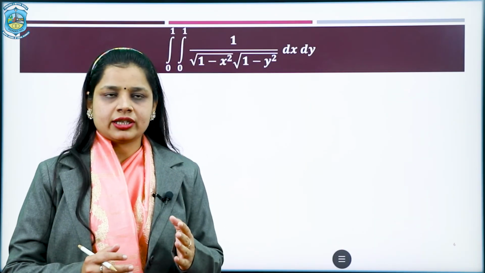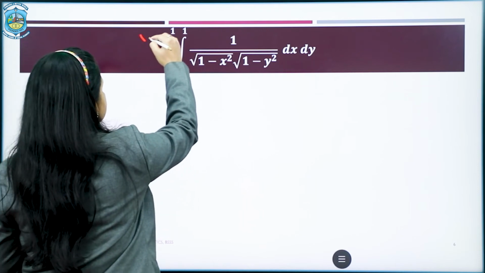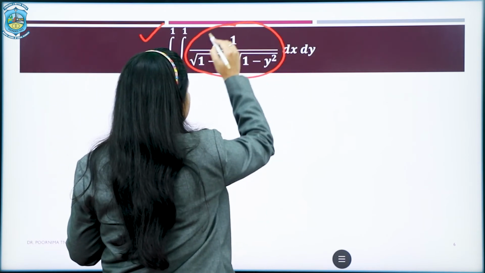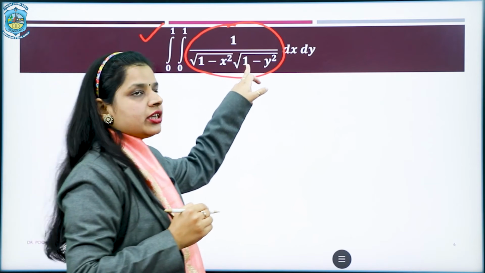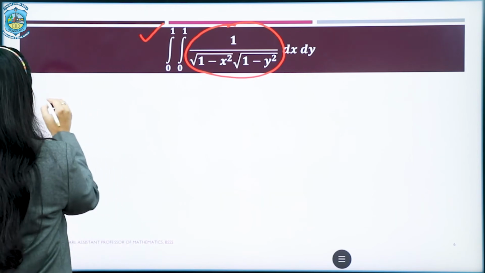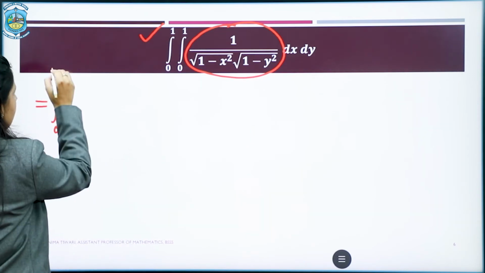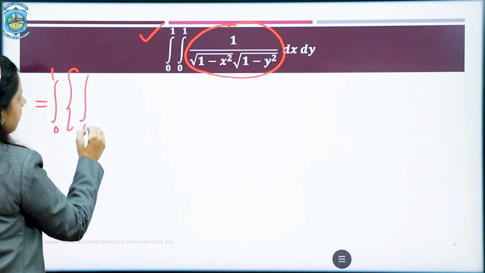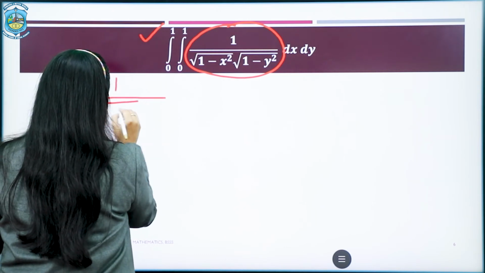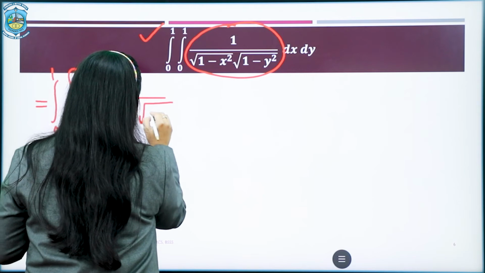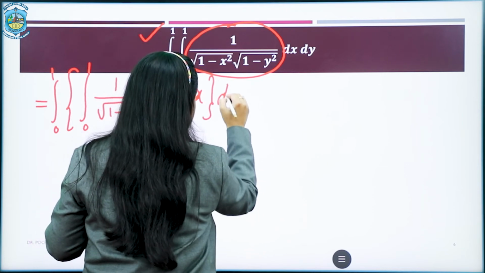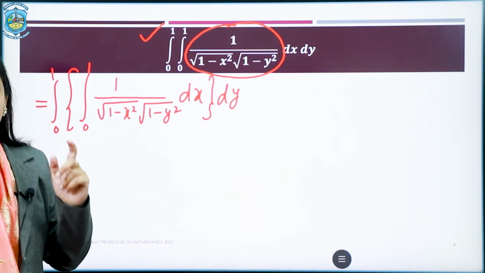Now, we'll solve one more example. We have to find the value of this double integral for the limit 0 to 1, and the function is 1 by square root of 1 minus x square, square root of 1 minus y square, dx dy. Now, as per the rule, we can write this integral as 0 to 1. First, we will integrate this function with respect to x, that is 1 by square root of 1 minus x square, square root of 1 minus y square. First integration with respect to x and then we'll integrate with respect to y.